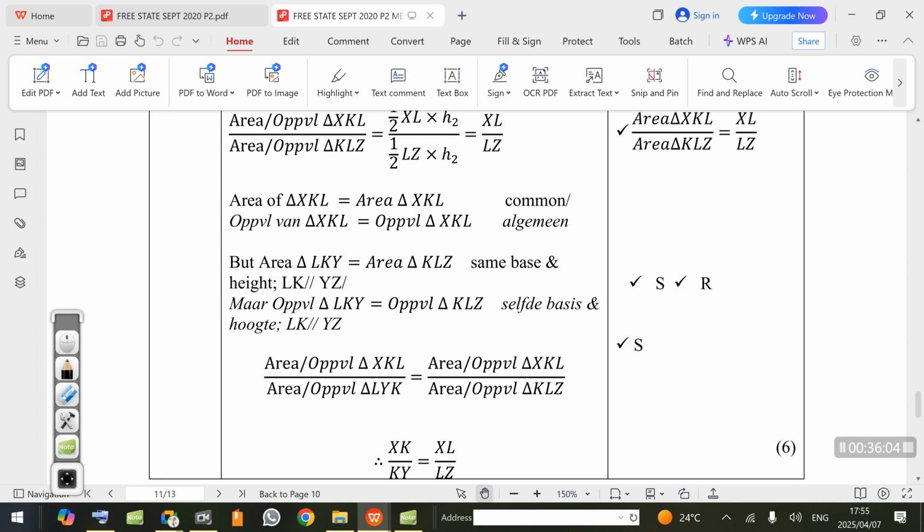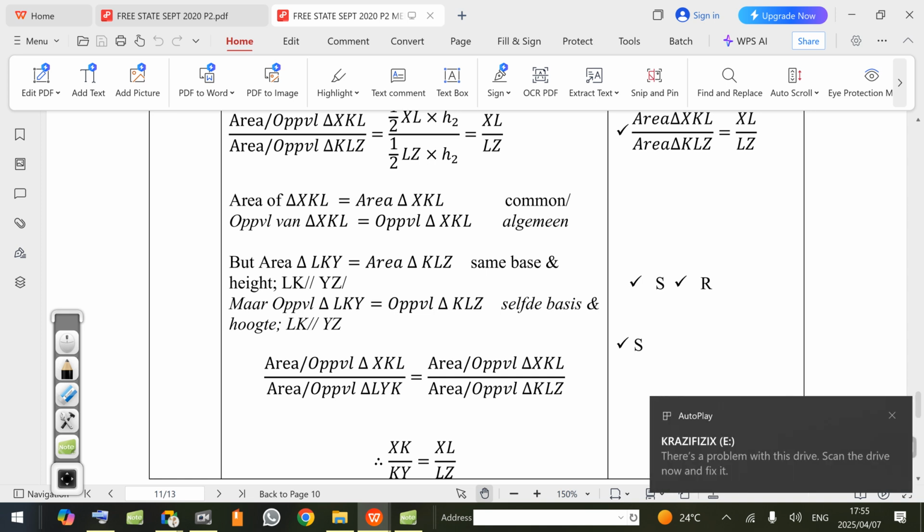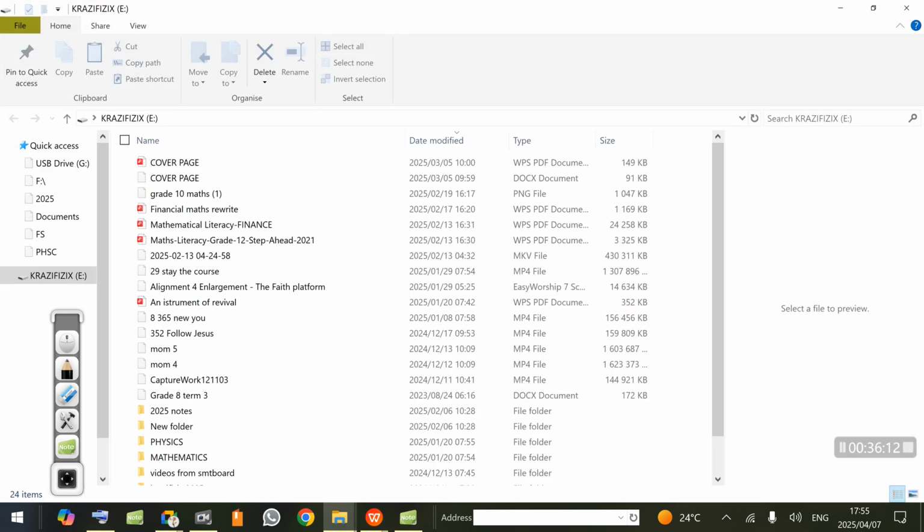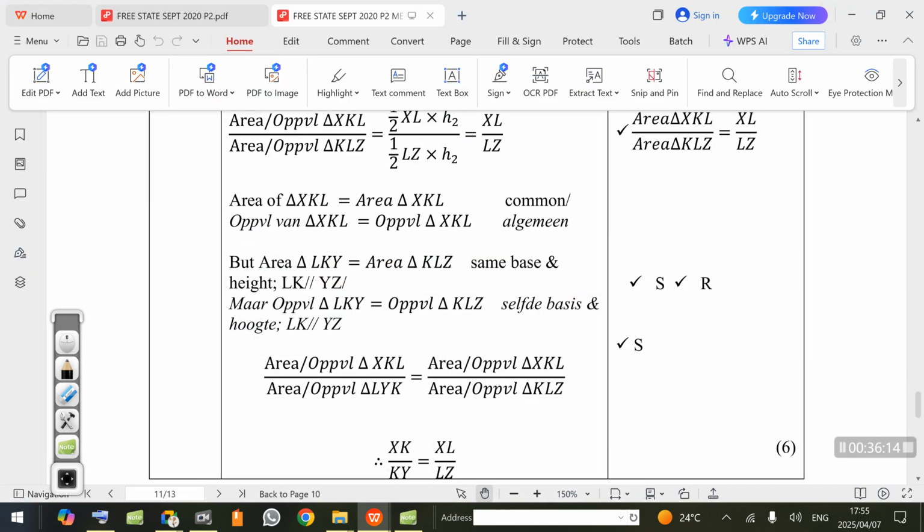You see, there's no mark here. If you notice, I even skipped it. Do you notice I didn't write it? I'll go back to the memo and show you what I wrote. I didn't even write that part. There's no mark there. But the next one, but the area of the denominators, they are equal. And what's your reason? Same base and height. Statement 1 mark, reason 1 mark. Then the area of the left hand side is equal to the area of the right hand side.